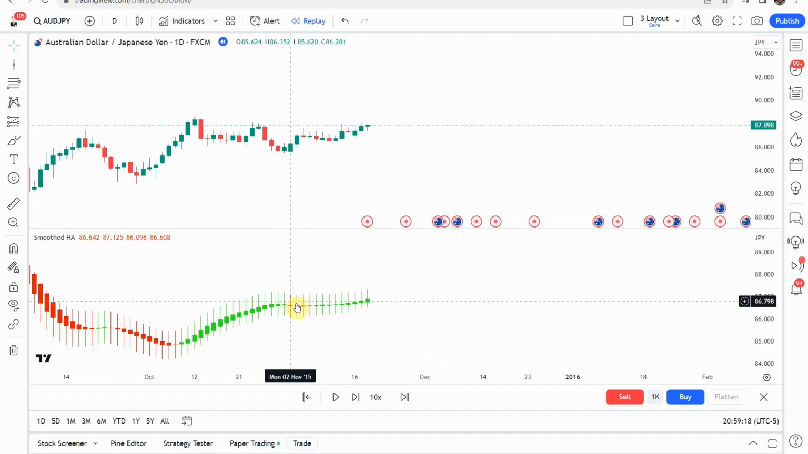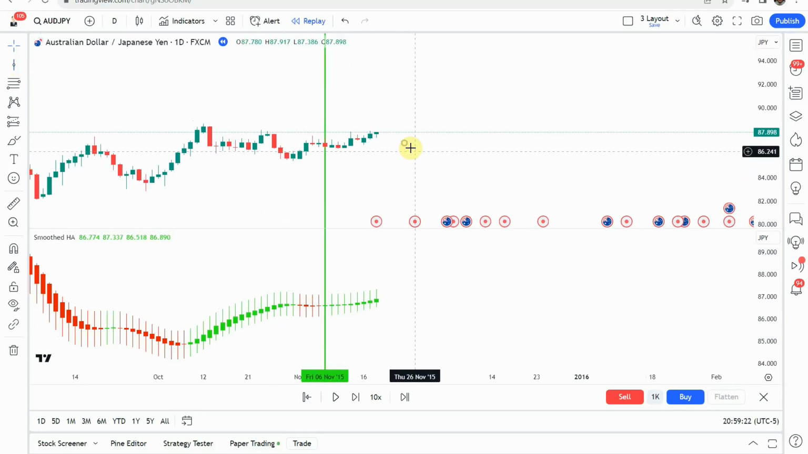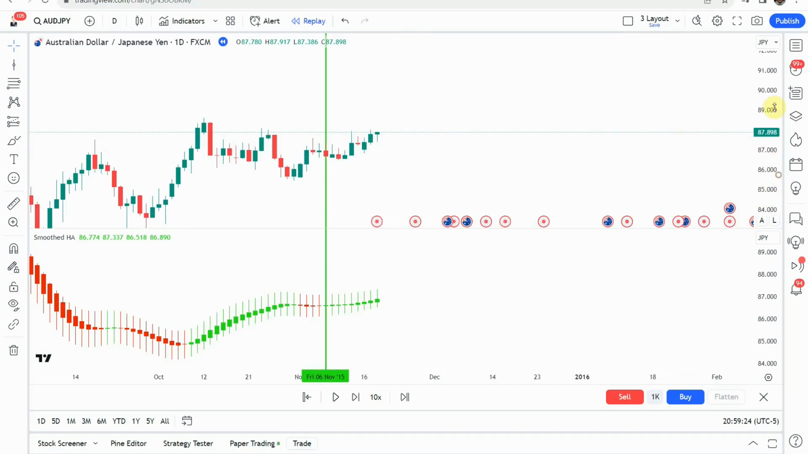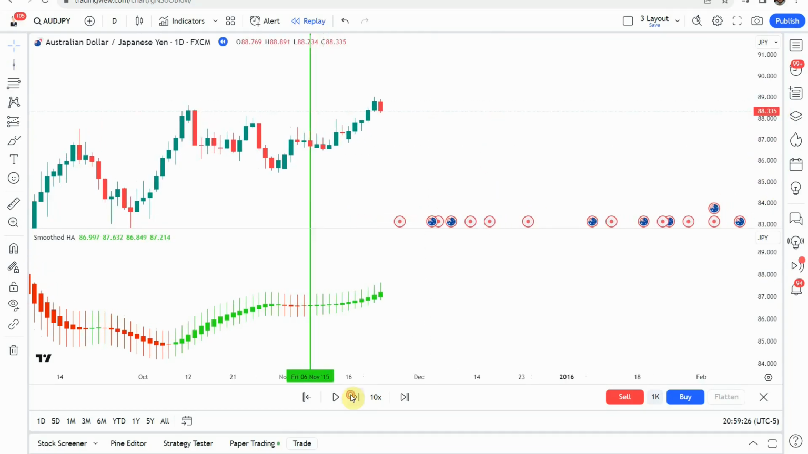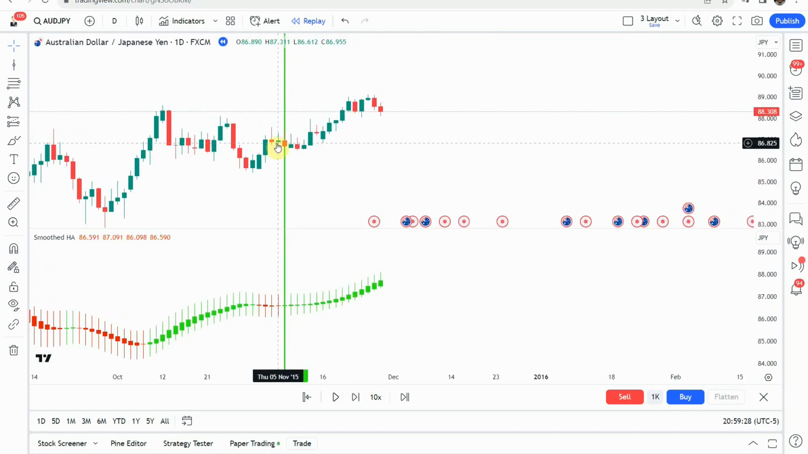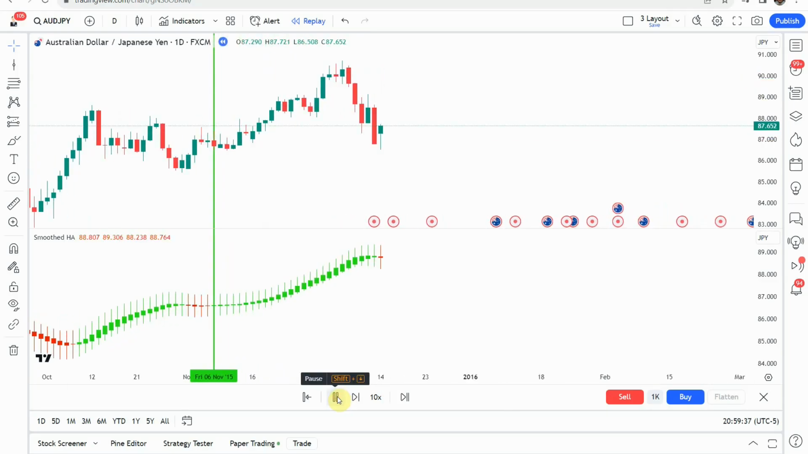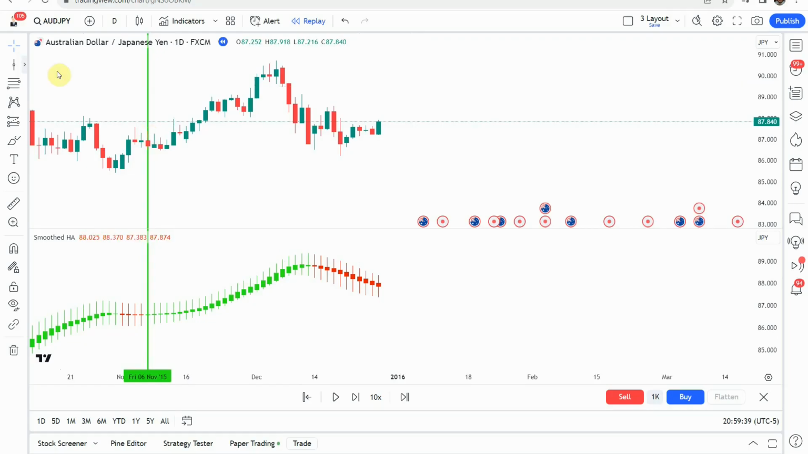Okay, so you see we go from this red coloration here and we shift to a green color right there. Let's go ahead and play this forward a little bit more, and you can see we trade sideways just a little bit and then make a really nice spike right to the upside. Let's go ahead and look at another trade here.